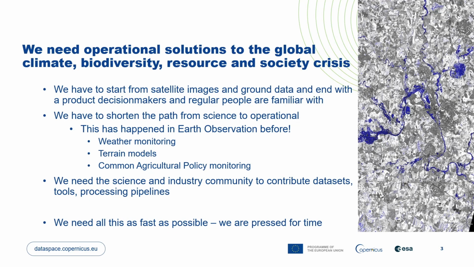We are living in times of the global climate, biodiversity, natural resource and society crisis. Satellite imagery is highly relevant for building solutions. We have to start from the images and ground data and create end products that decision makers and regular people are familiar with. So this satellite image, combining radar imagery and true color imagery from the floods near Oxford, may not be familiar to most people, but if based on this we can build an application like a smartphone alarm clock, that would truly introduce change in people's lives.